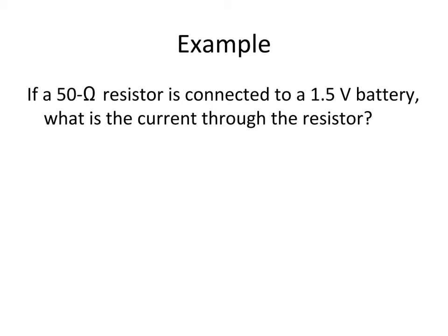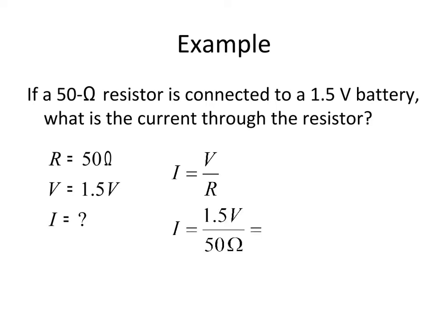If a 50 ohm resistor is connected to a 1.5 volt battery, what is the current through the resistor? So our given values are here: resistance 50 ohms, voltage 1.5 volts, and current is our unknown. Using the formula for Ohm's law, we have 1.5 volts divided by 50 ohms, and we get a current of 0.03 amperes, or 30 milliamperes.